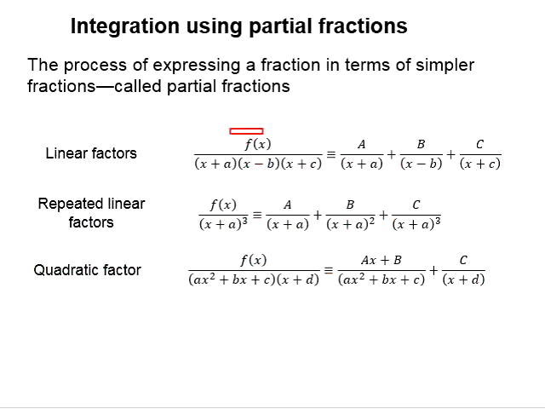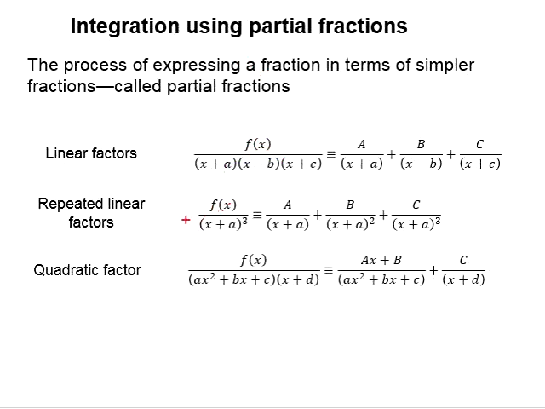When a fraction consists of a function divided by three terms, x plus a, x minus b, x plus c, the function can be separated into three partial fractions. Each term will carry a partial fraction, and there will be constants A, B, C there. These constants will have to be computed from the function f(x).